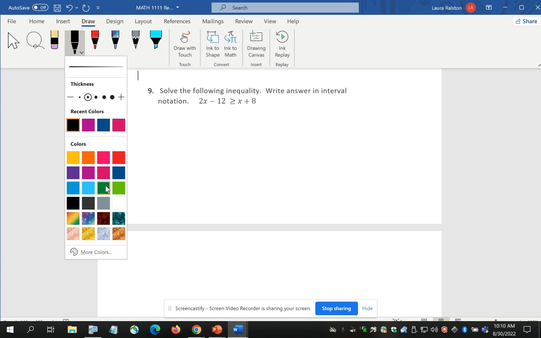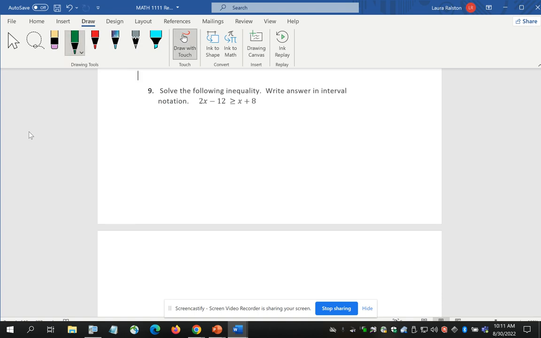Okay, number 9 says solve the following inequality. It says write your answer in interval notation. Okay, so solving an inequality is very much like solving an equation. The biggest thing you have to remember is when you're dealing with an inequality, if you multiply or divide by a negative number, you have to reverse or flip the inequality symbol.